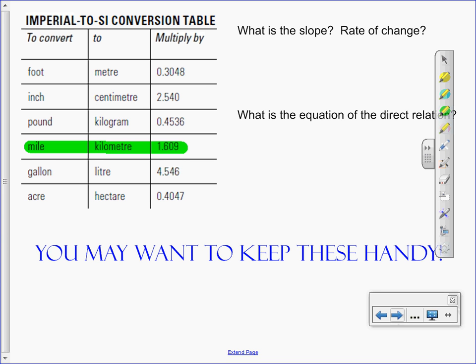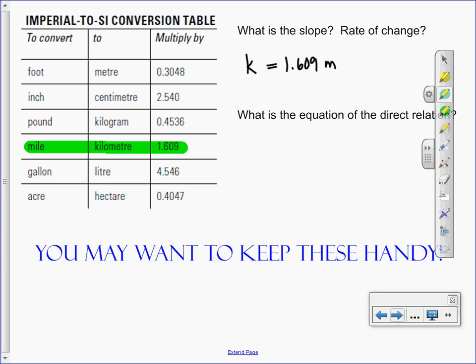Is it kilometers in a mile or is it centimeters? It's kilometers per mile. We would take our kilometers, which I'm going to call K, and that equals the number of miles multiplied by 1.609. So that M stands for miles in that expression. If you ever want to figure out how many kilometers are in a mile, simply multiply by 1.609.